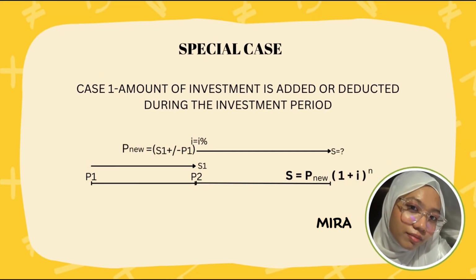In compound interest, we have two special cases. Case 1, amount of investment is added or deducted during the investment period. For case 2, interest rate changes during the investment or borrowing period. Here in this video, I just want to show you guys how to calculate case 1. This is the timeline to find case 1.